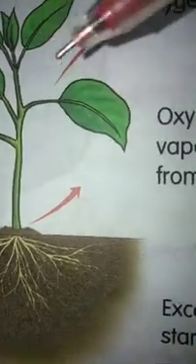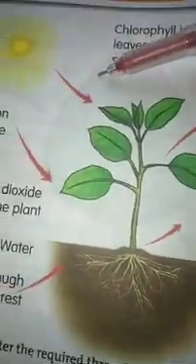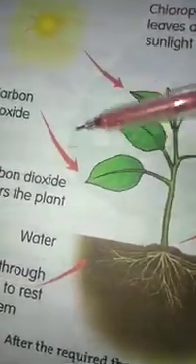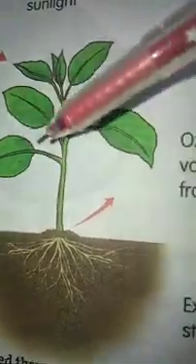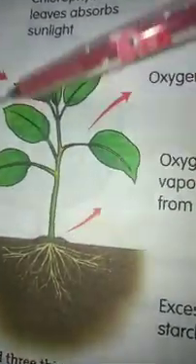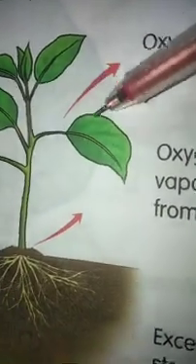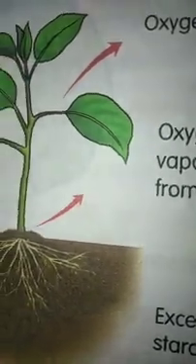Again I am telling you the things needed for photosynthesis: sunlight, chlorophyll, air, carbon dioxide and water. Now, what things are formed during photosynthesis? Oxygen and glucose are formed during photosynthesis.